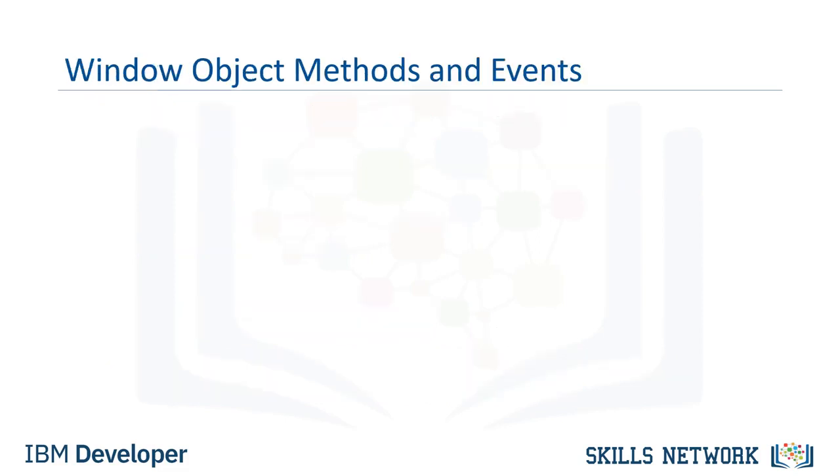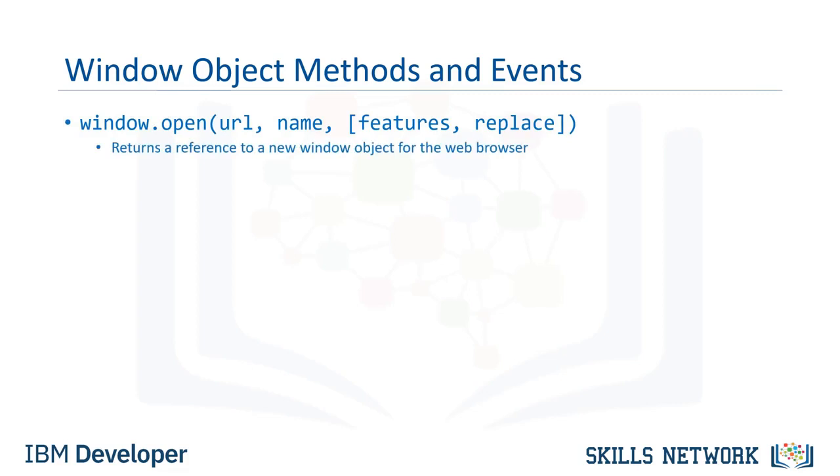Here are some window object functions and events. To open a new browser window, use the window.open function. This method returns a reference to the new window object. You can use this reference later to close the window with the reference name followed by the close function. The parameters of the window.open function are URL, a string that indicates the location of the web page to be displayed in the new window.